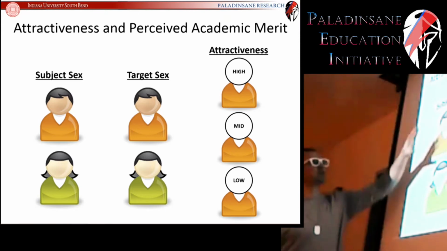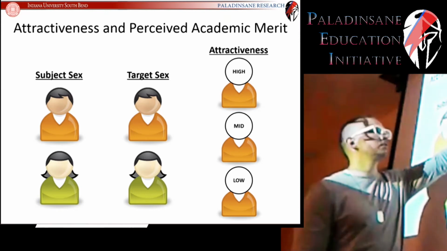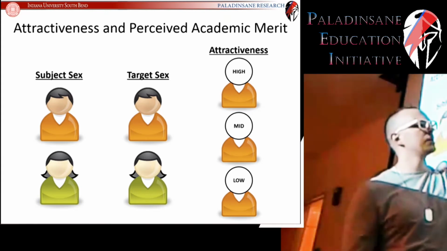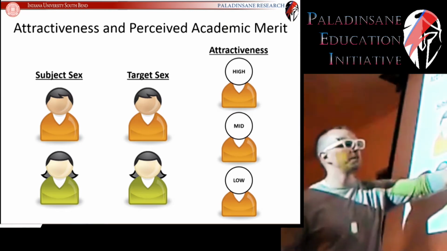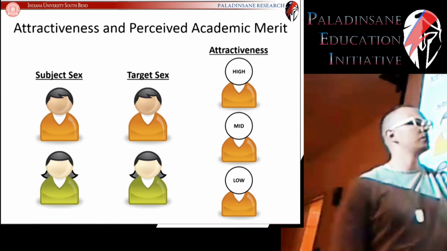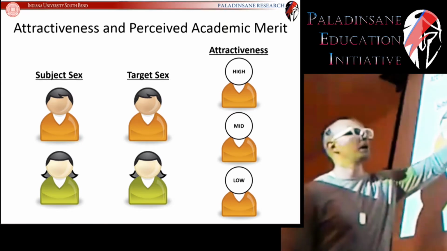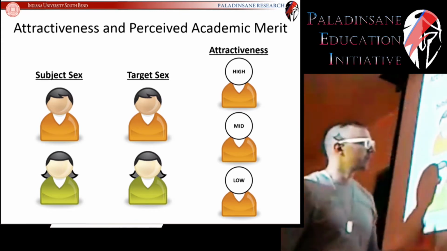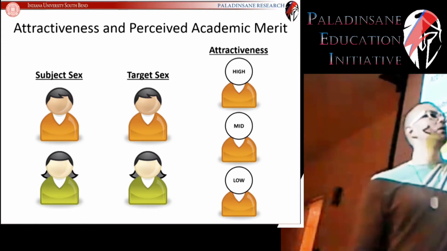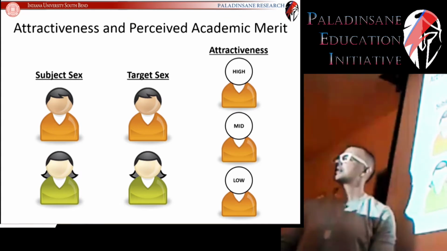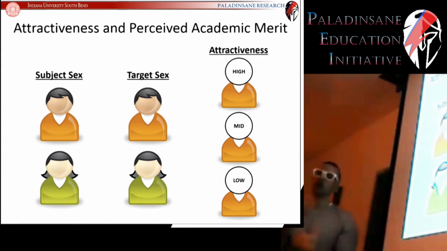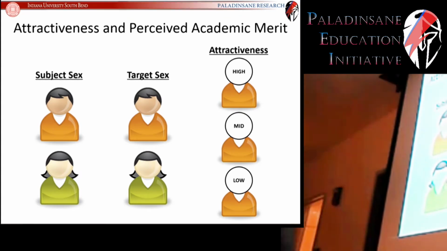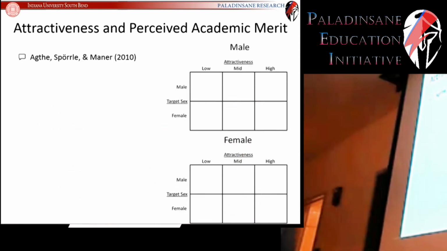And the question is when males are judging males, who gets the scholarship? When males are judging females, who gets the scholarship? When females are judging males, who gets the scholarship? And when females are judging females, who gets the scholarship? Does attractiveness affect who's going to be deemed worthy of that particular scholarship?